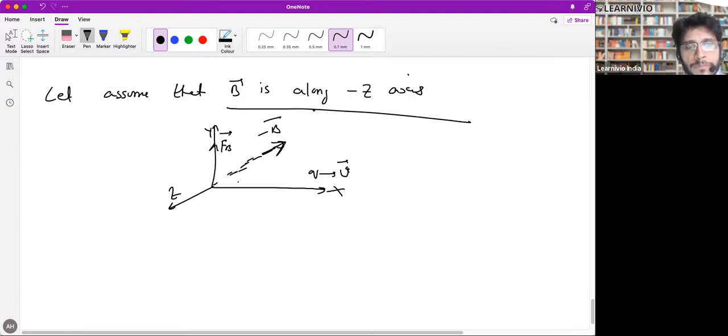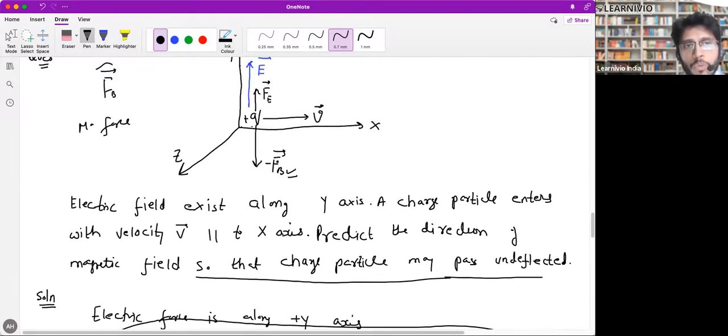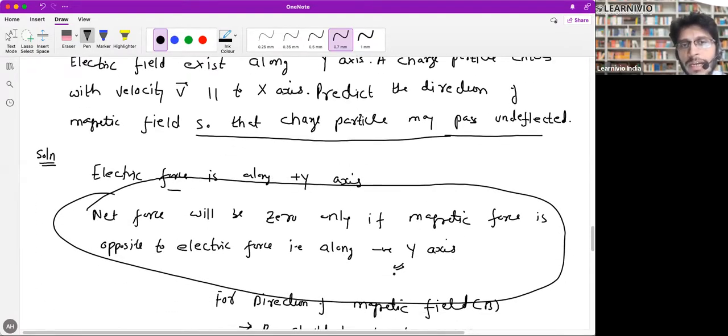So because it's towards the negative z, that's it. No. See, listen very carefully. If magnetic field is along negative z-axis, then the magnetic force that you are getting is along y-axis, right? Yes, sir. But the direction of force that we need is downwards. See, electric force is acting in upwards direction. Magnetic force can balance electric force only if it is acting in downwards direction. So the direction of magnetic force that we need is along negative y-axis.